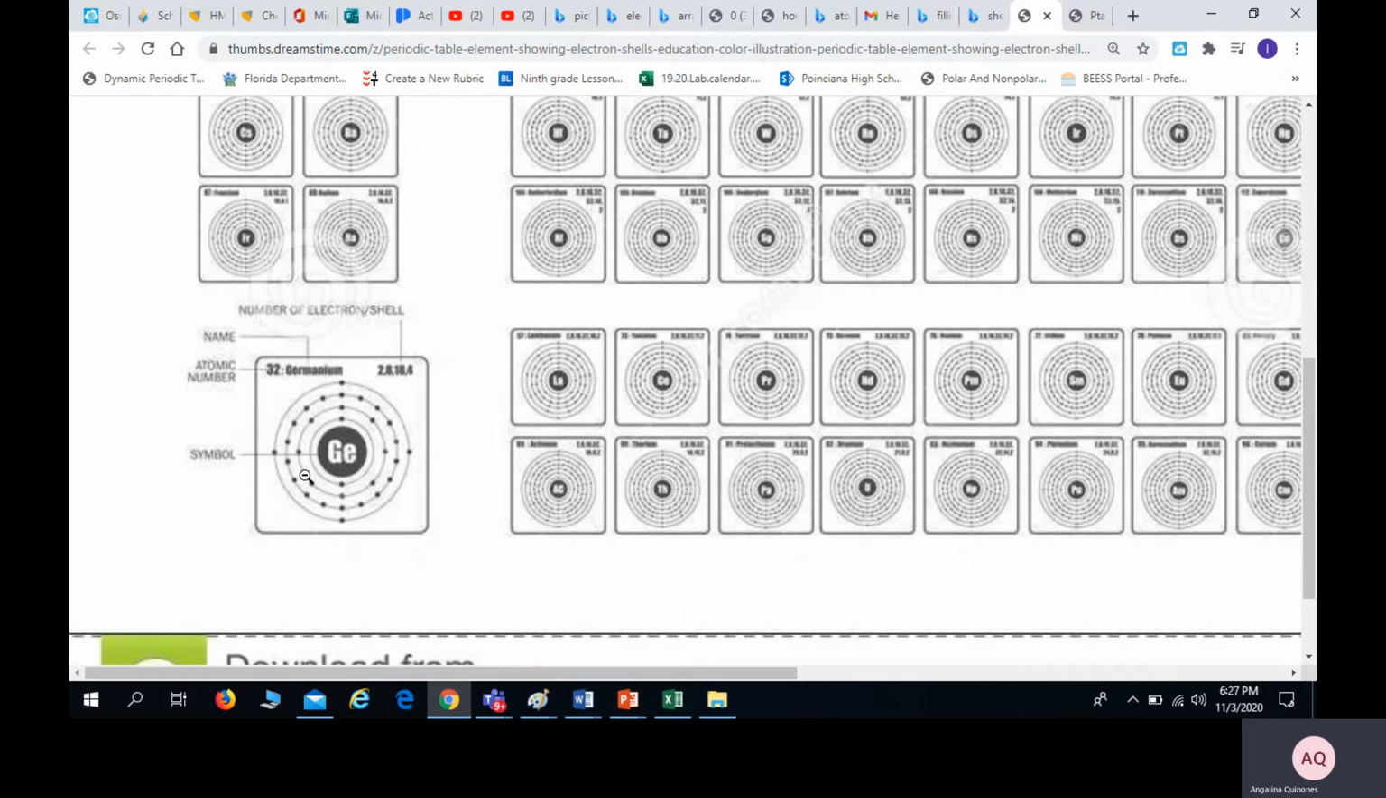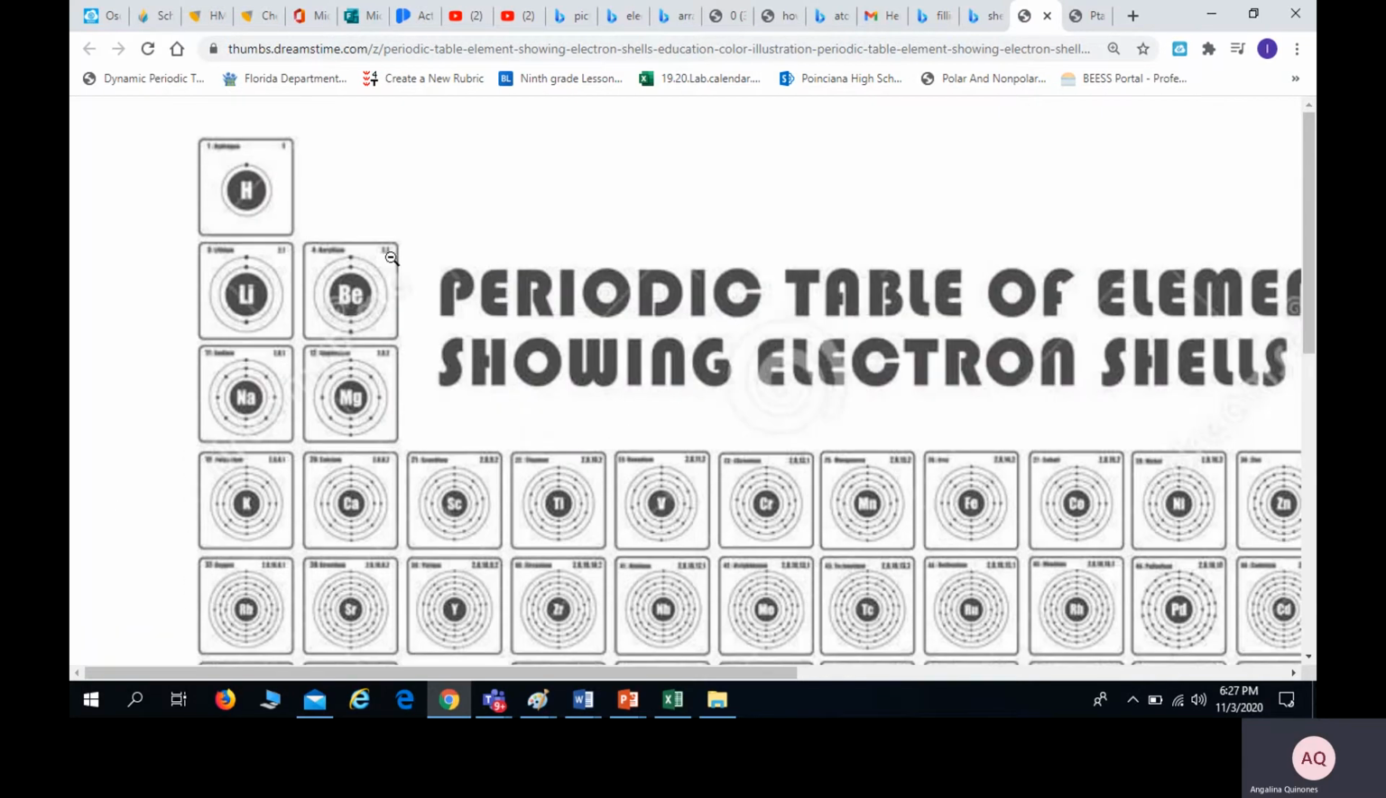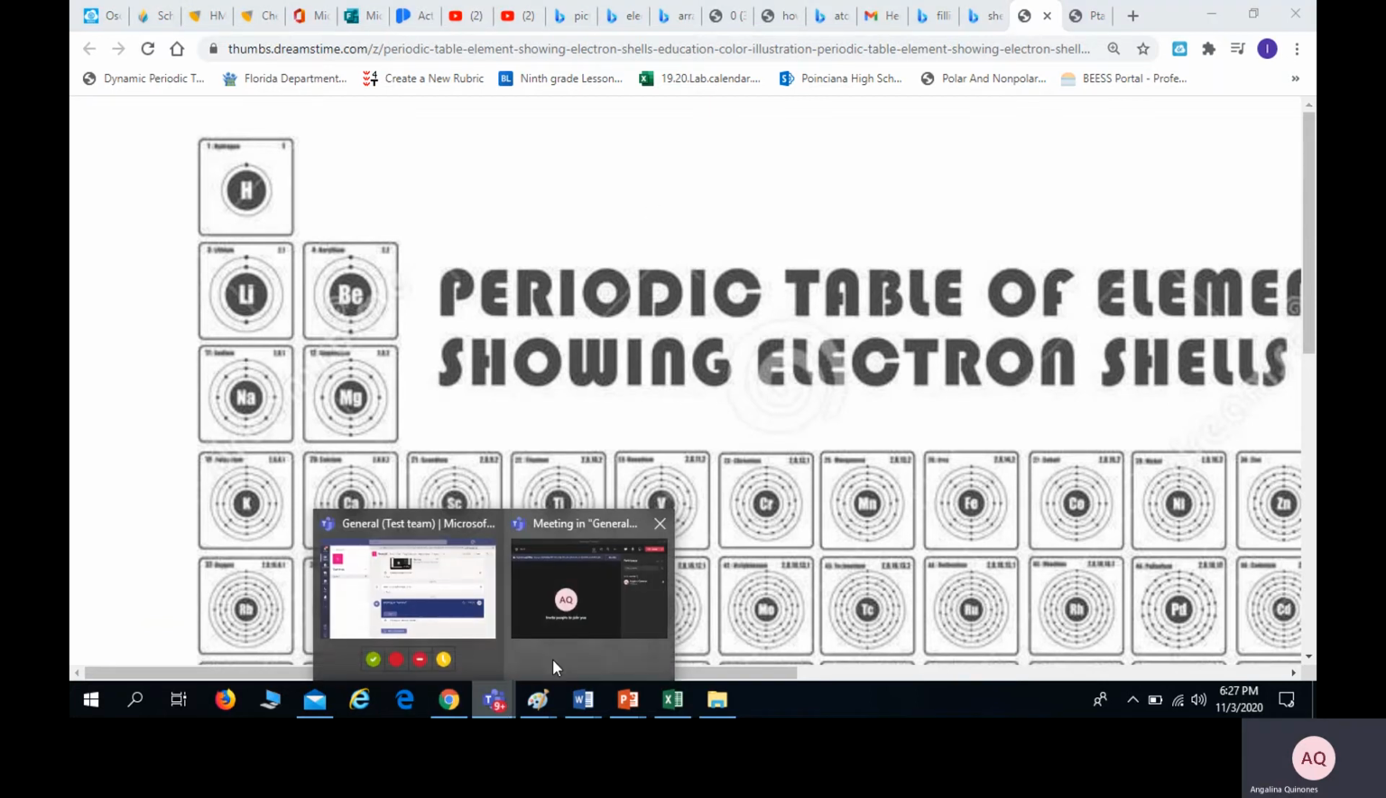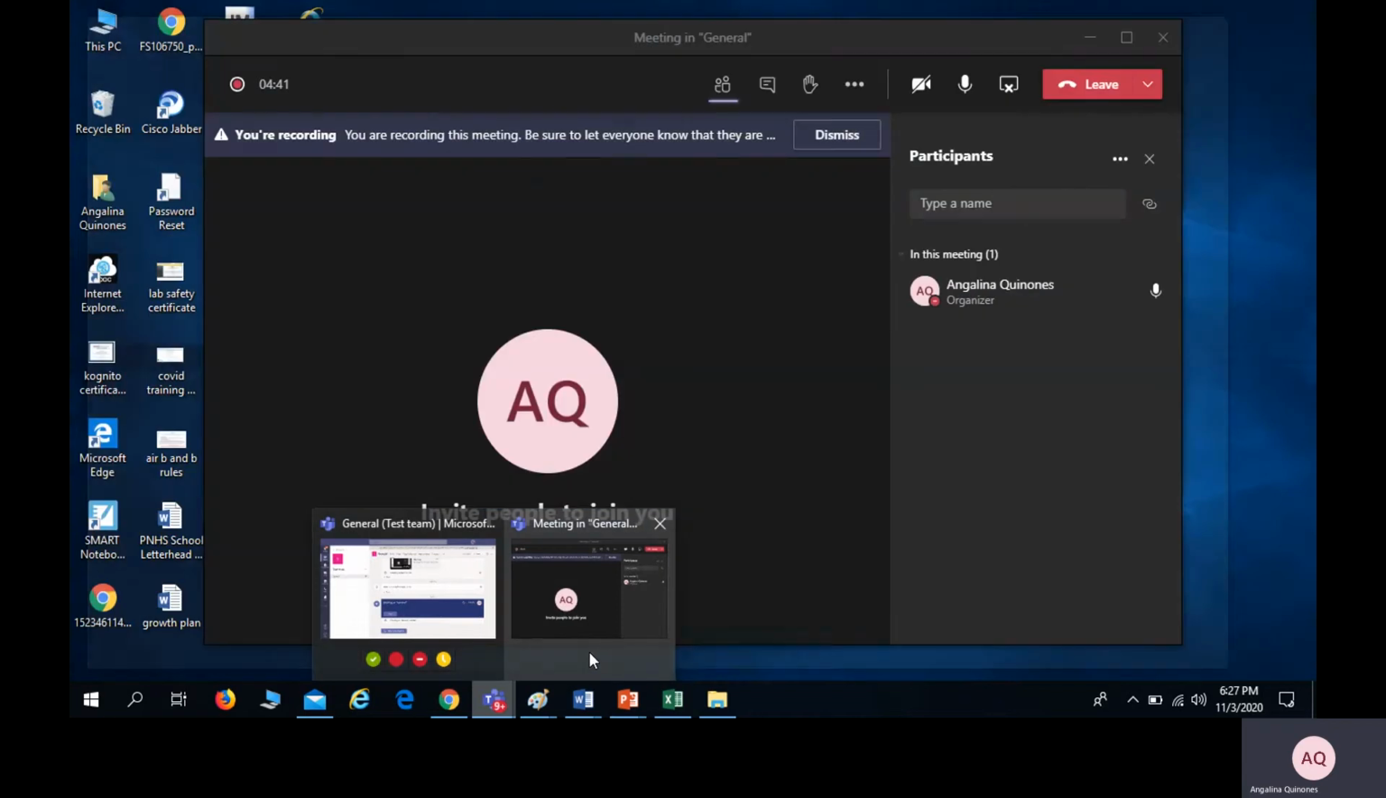So in total, the idea is that the period, so the row that the atom is in, will tell you how many electron shells that atom has. Now try and answer the question below.